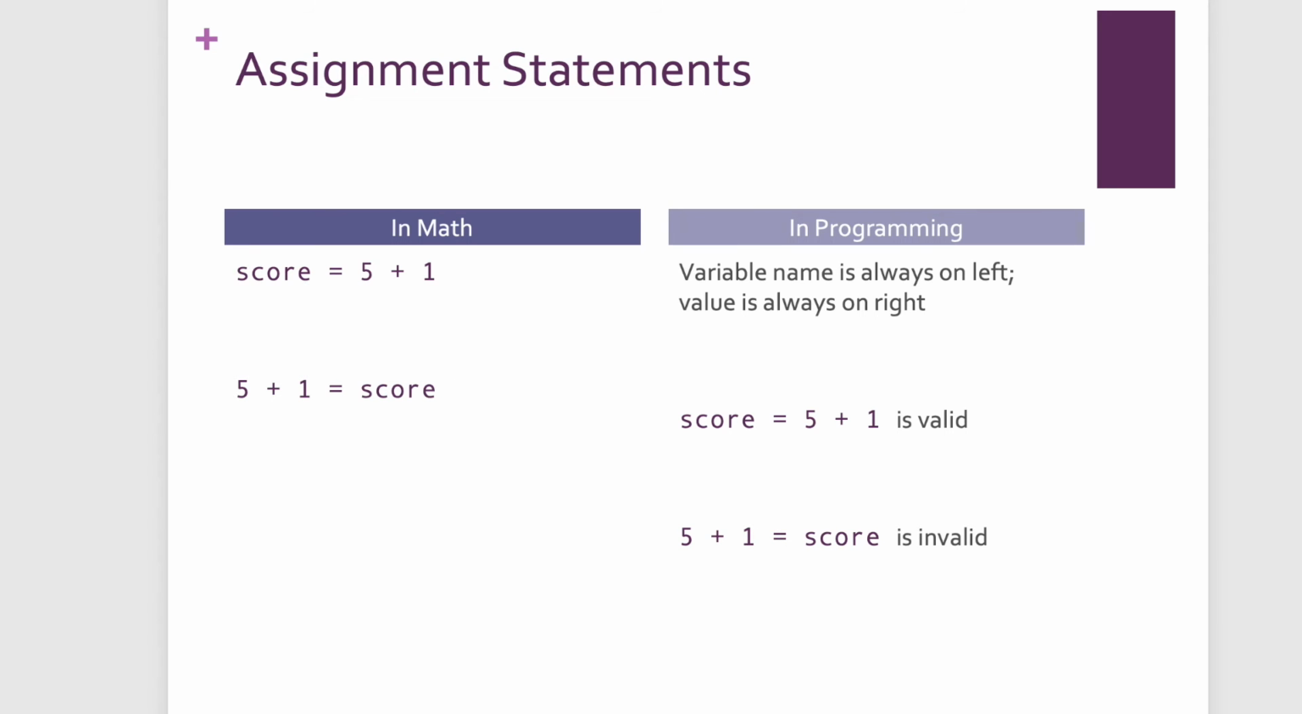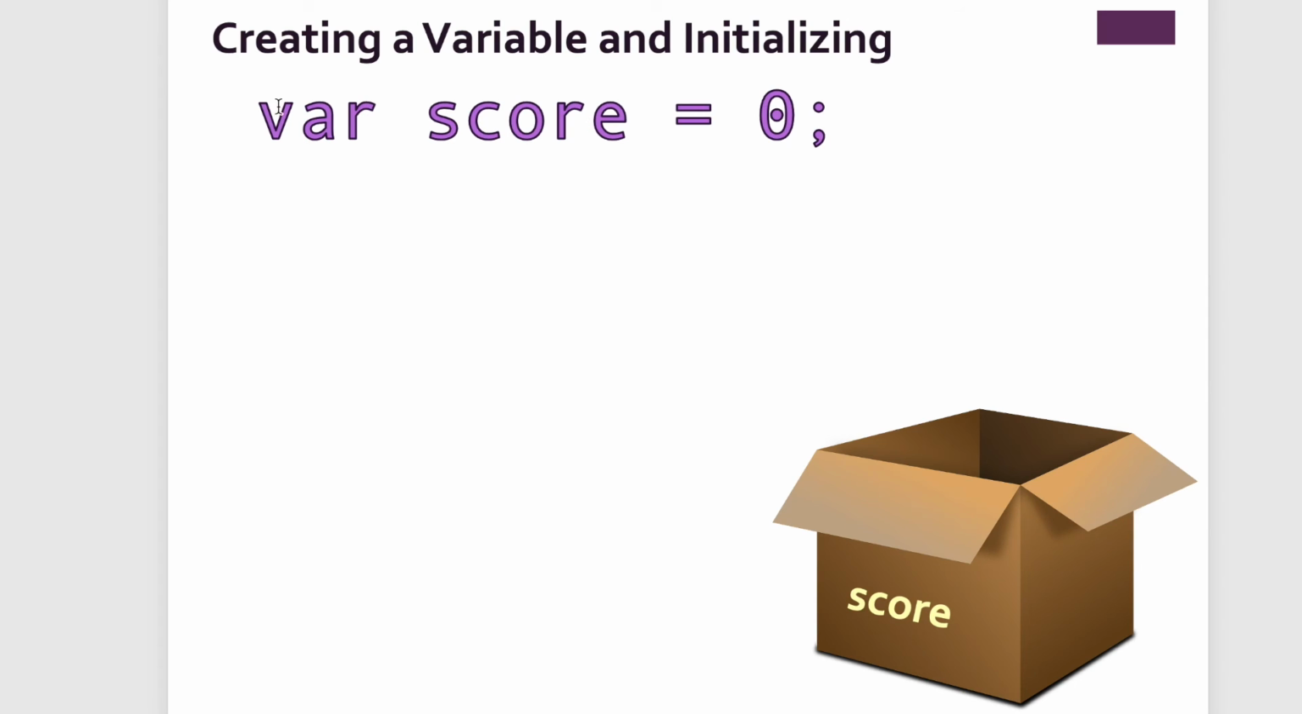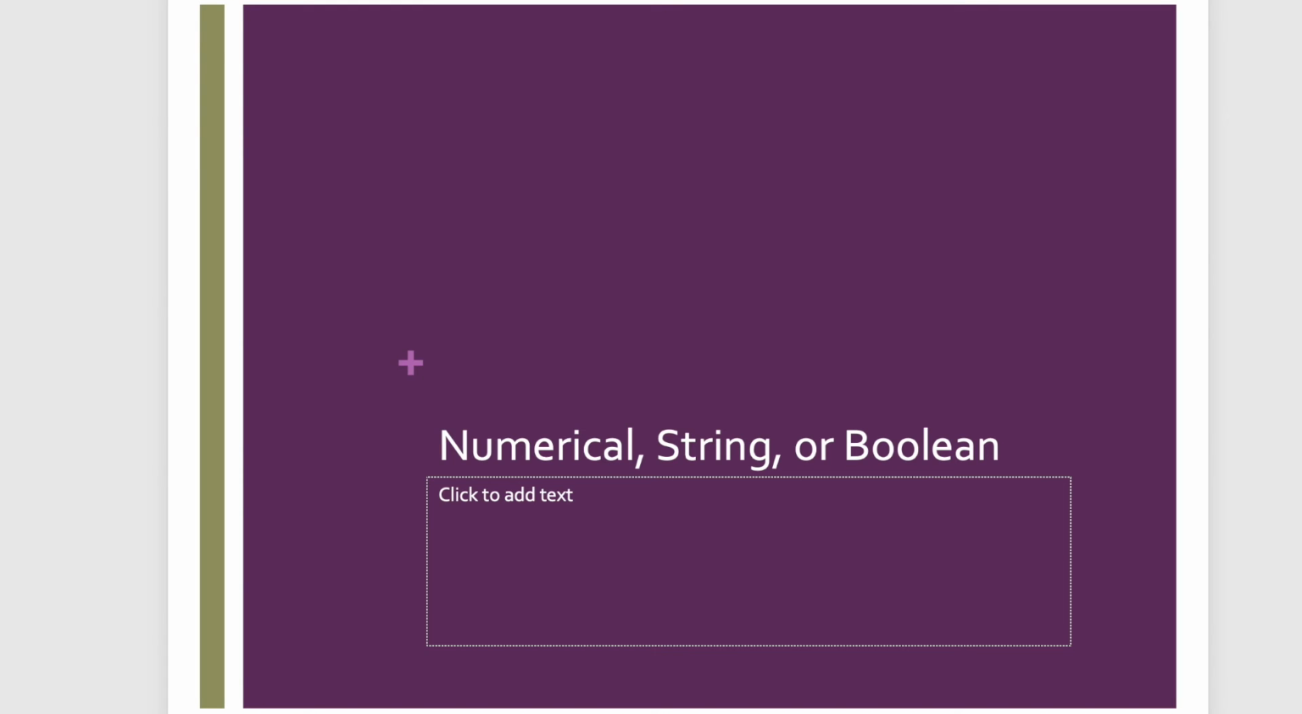Also, you only have to use the keyword var when you first create a variable. So you only need to include the var and the name of the variable one time. You don't have to use the var over and over again. Okay, so what kind of things can we store in this box? Well, remember our numeric, string and boolean. We can have numbers, we can have strings, we can have booleans.